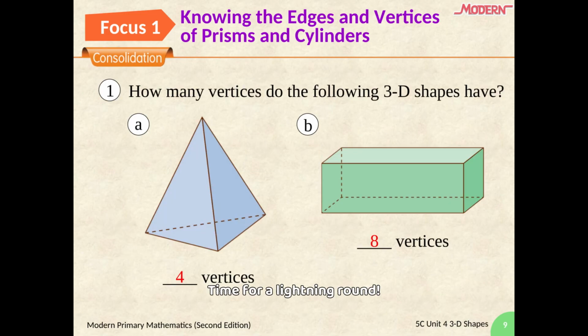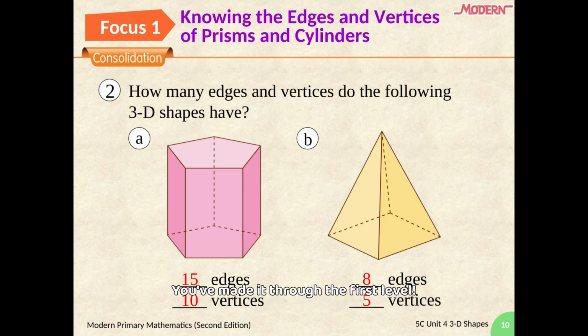Time for a lightning round. Shape A is a pyramid. 1, 2, 3 on the base, and 1 at the top. 4 vertices. Shape B is a cuboid. 4 on top, 4 on the bottom. 8 vertices. It's like a pattern, right? Once you see the pattern, you can't unsee it. That's the beauty of geometry. It's like a puzzle that always makes sense once you know the rules.